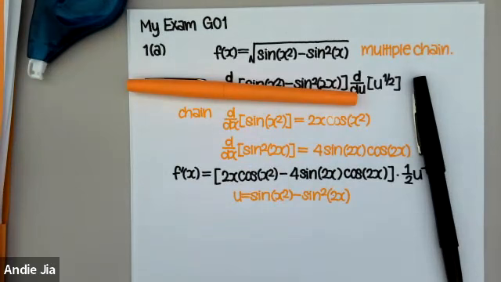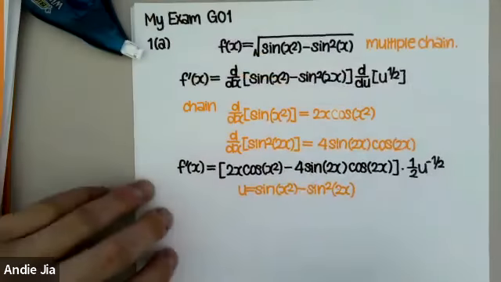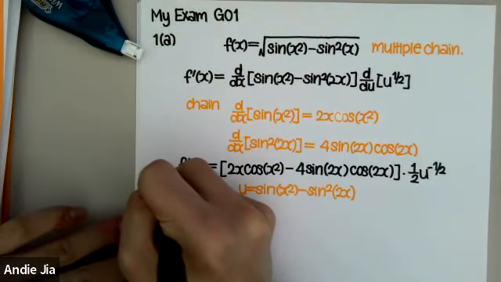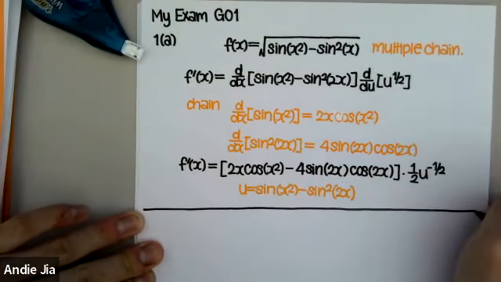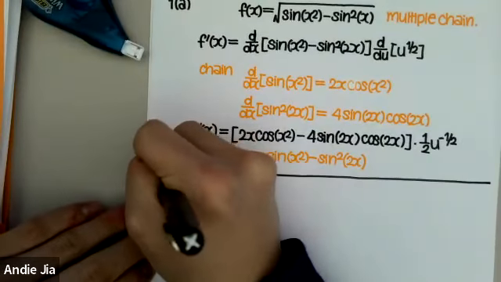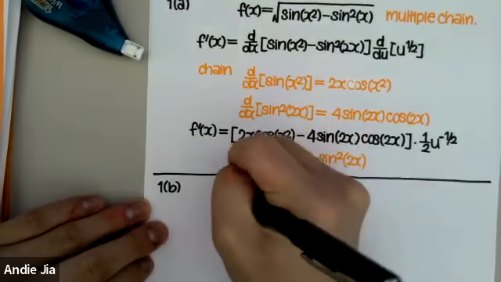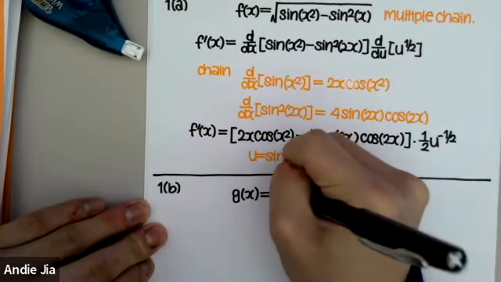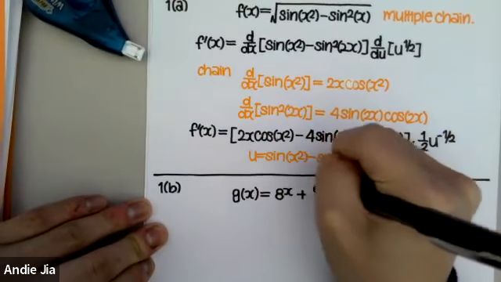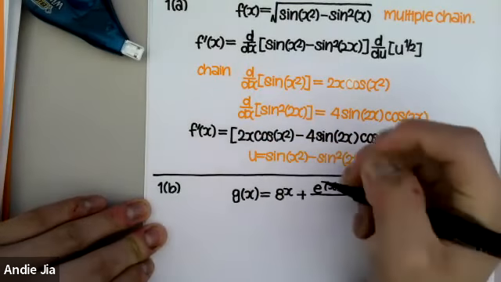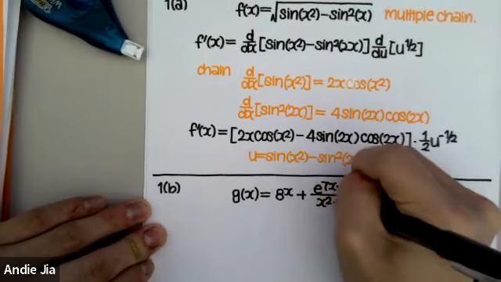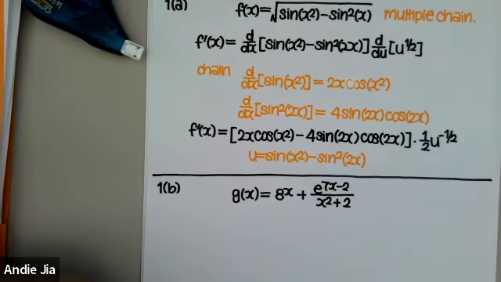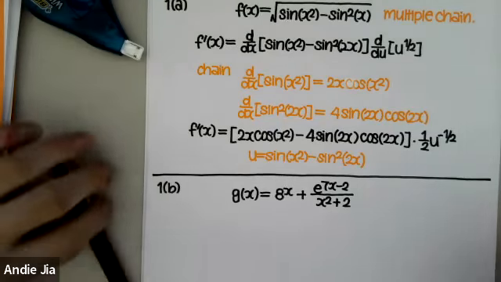And then 1b should be easier because it's a quotient rule and a very easy chain rule. So let's get started. g of x is gonna be 8 to the power x plus e to the 7x minus 2 over x squared plus 2. Okay, just quotient rule, chain rule, and logarithm differentiation.